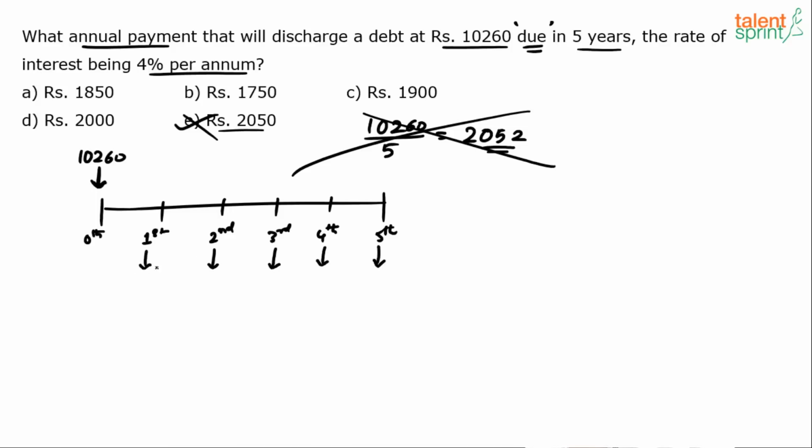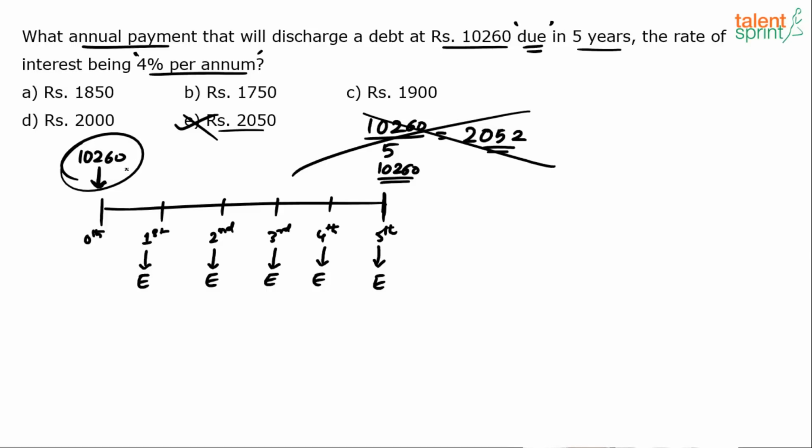Let's say I pay an amount of E every year, an equal amount every year. The point to be noted is the rate of interest is 4% per annum. And by the way, also understand that 10,260 is due in 5 years, meaning I am supposed to pay this 10,260 after 5 years. The total amount of 10,260 is to be returned at the end of the 5th year.